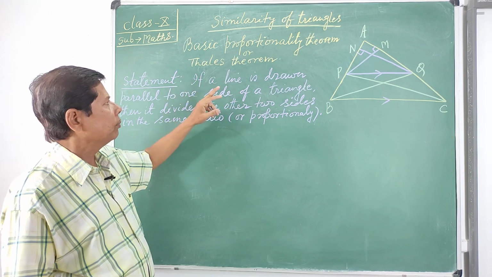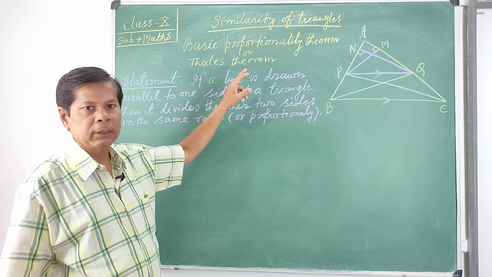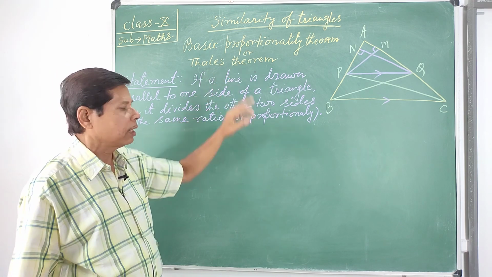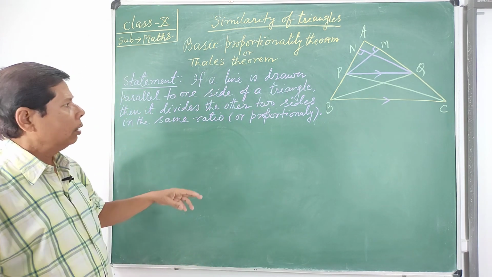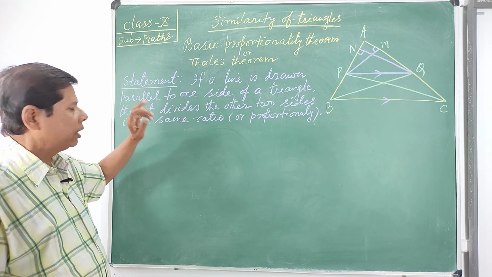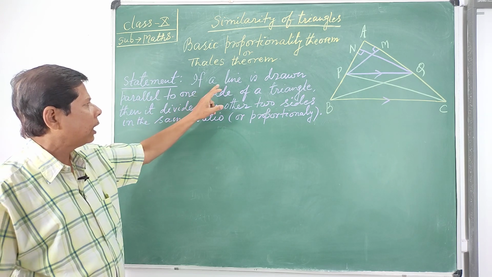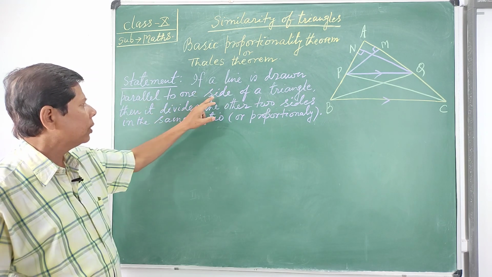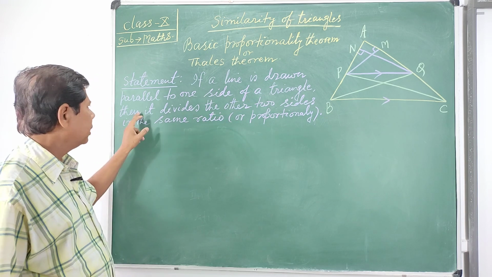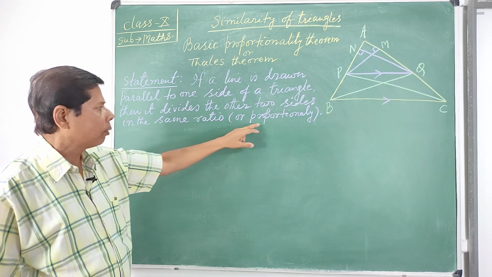The first theorem is known as the basic proportionality theorem. It is given by Thales, so it is known as Thales theorem as well. First is the statement of the theorem. It states that if a line is drawn parallel to one side of a triangle, then it divides the other two sides in the same ratio or proportionally.